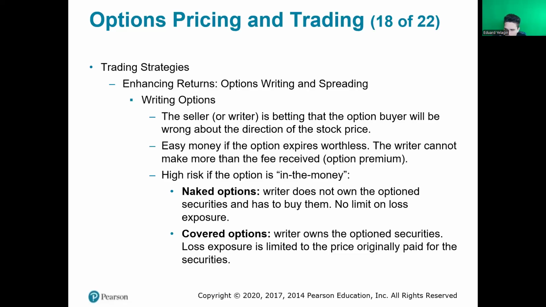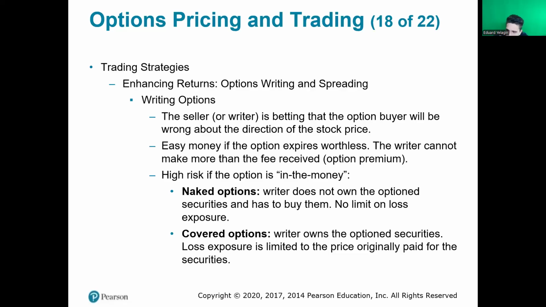You get paid upfront, but there is a catch. Your maximum profit is limited to the premium received, while your potential loss can be very large if the market moves against you. There are two main ways to write options. The first one is naked options. The writer does not own the underlying stock. This is highly risky, very risky. If the option goes in the money, the writer must buy the stock at market price with potentially unlimited losses.